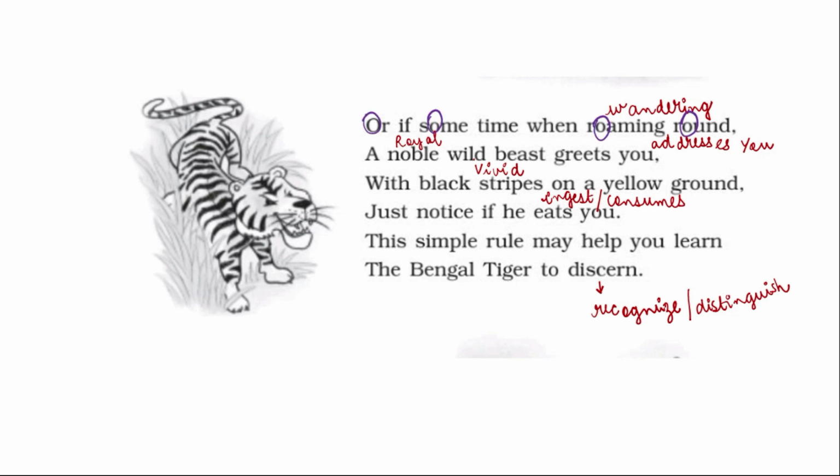So let's see what literary device is used in this stanza. I told you if the repetition of the O vowel is there in a line, then that is called assonance. And if there is a repetition of the consonant sound, then that literary device is called alliteration. So if you see here, roaming round, repetition of the R sound. Let's move to the next stanza.